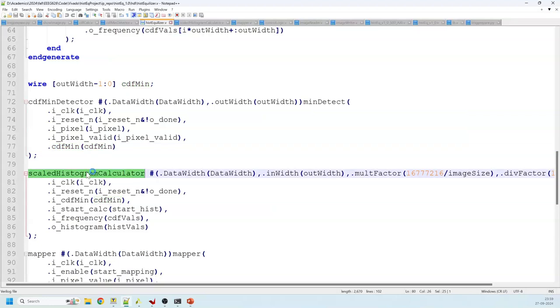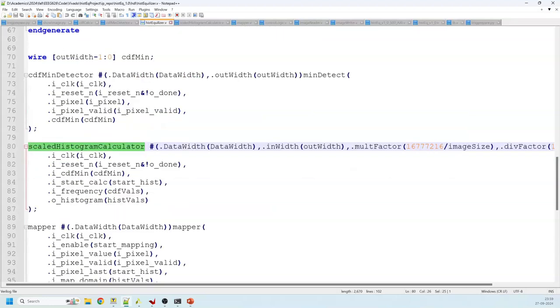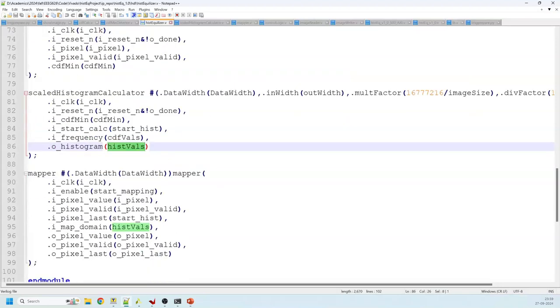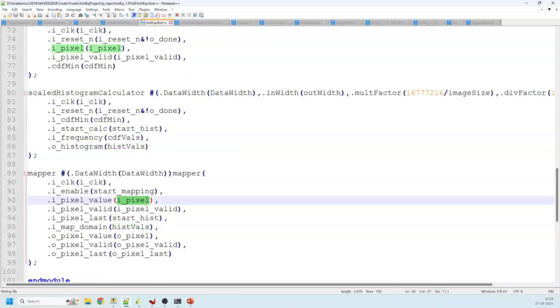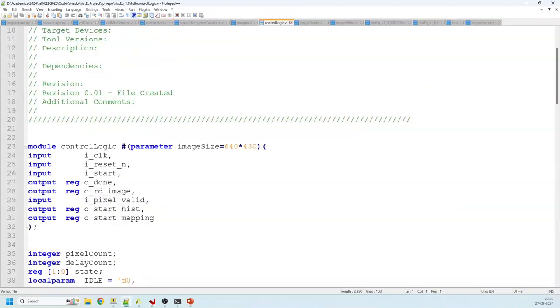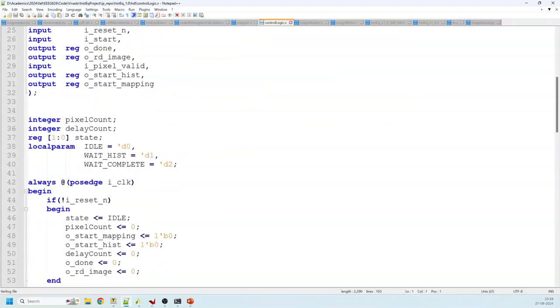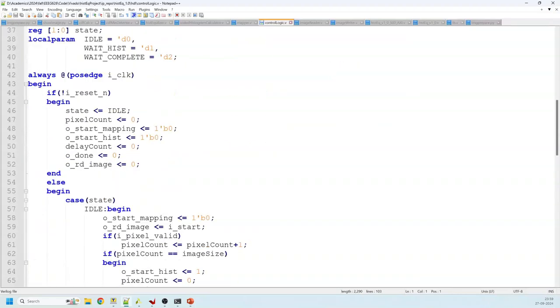Both are going to this scale histogram calculator, which is nothing but the one which finds the new level. The output of that is going to the mapper, and the input streaming interface is also going to the mapper. But like I said before, for mapping, the input will be streamed for the second time. All those are done by the control logic. That's also a state machine-based implementation.